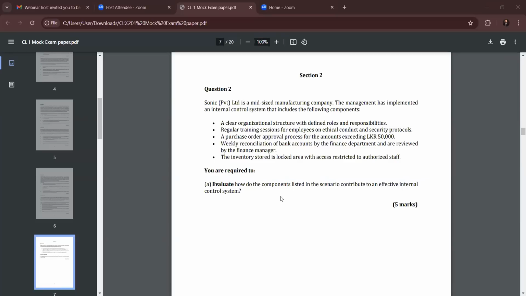B, regular training sessions for employees on ethical conduct and security protocols. Regularly you are training your employees. What's that?